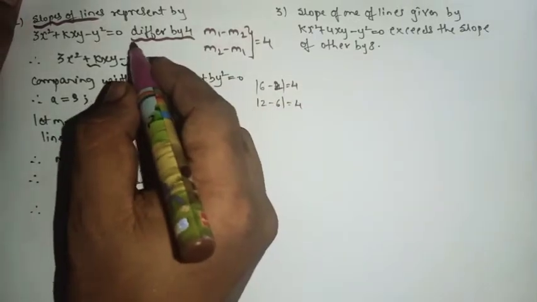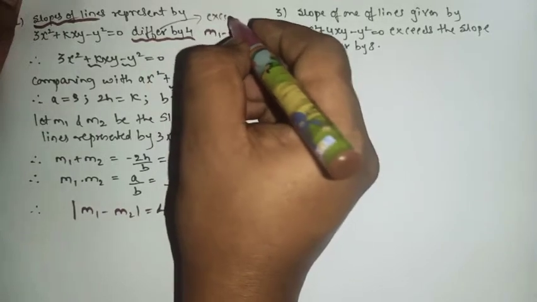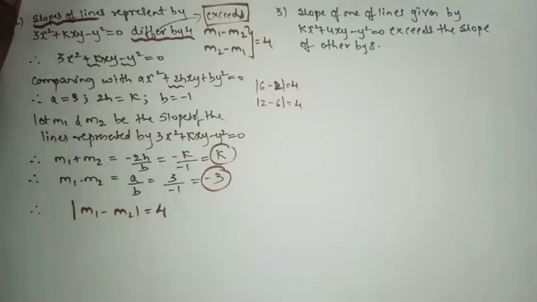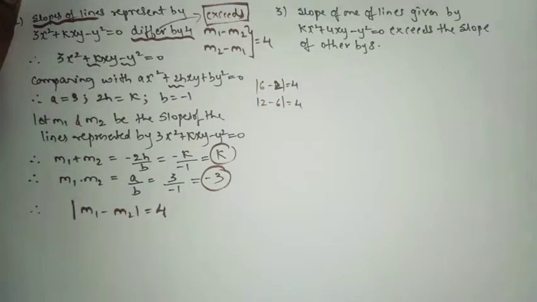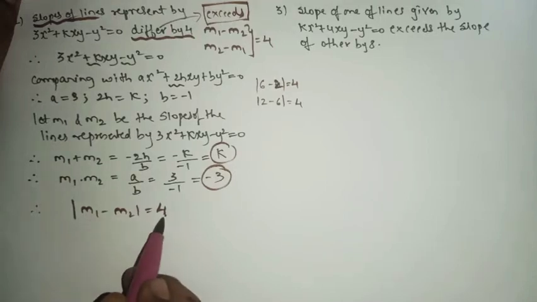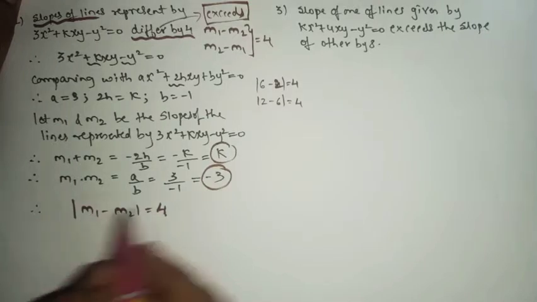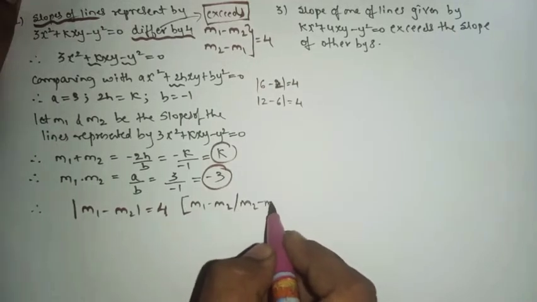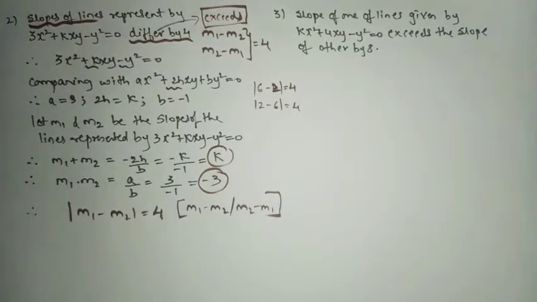So whenever words like differ, difference, or exceeds come, see to it that you write this condition: the difference between the slopes in mod. Got the point? Why in mod? Because the difference between the two slopes is 4 and exactly we don't know which slope will come first, m1 - m2 or m2 - m1. So for that we write |m1 - m2| = 4. Got the point? Okay, understood.